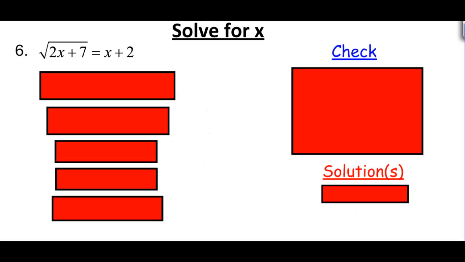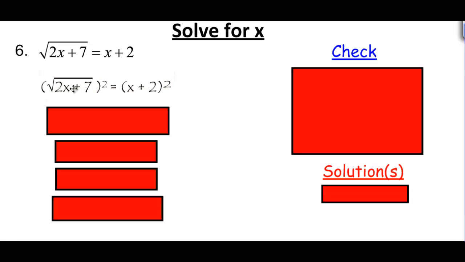Let's look at our last example. Back to a radical one. This one doesn't look that difficult because we only have one radical, and I've actually isolated it for you already. But the algebra is where students mess up. Okay, now that the radical is by itself, the index is a 2, which means I'm going to square both sides. When you square a square root, you just get 2x plus 7.